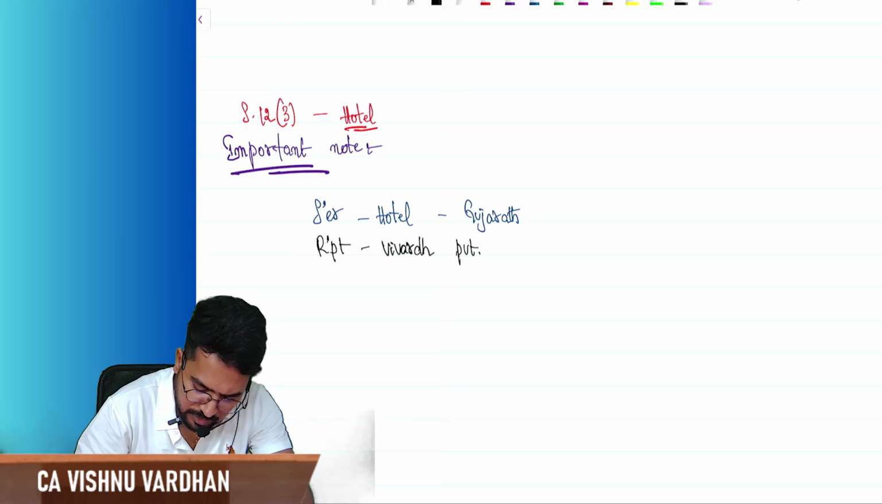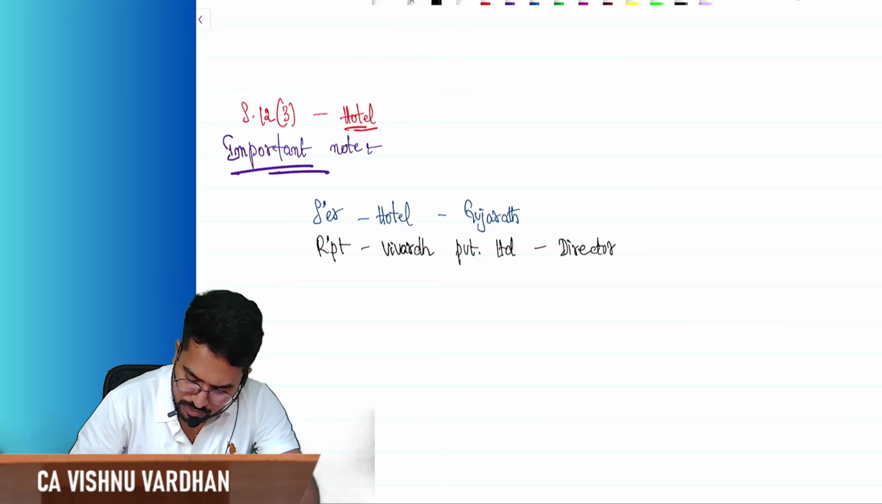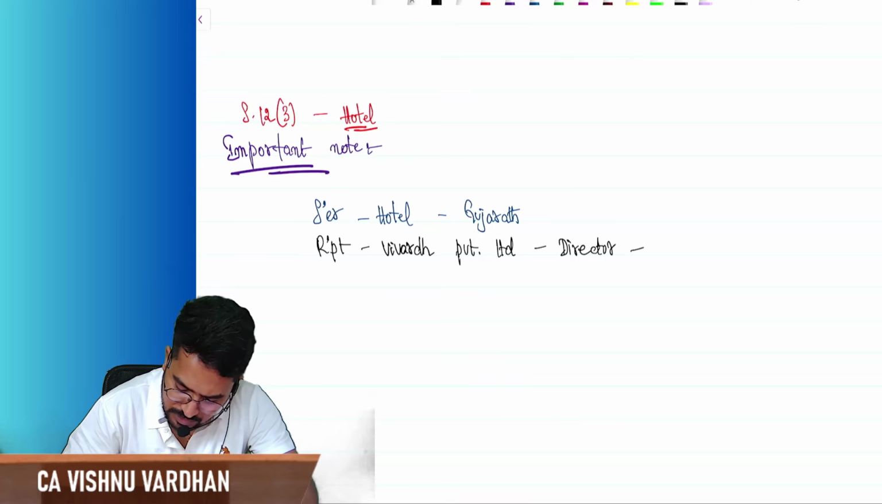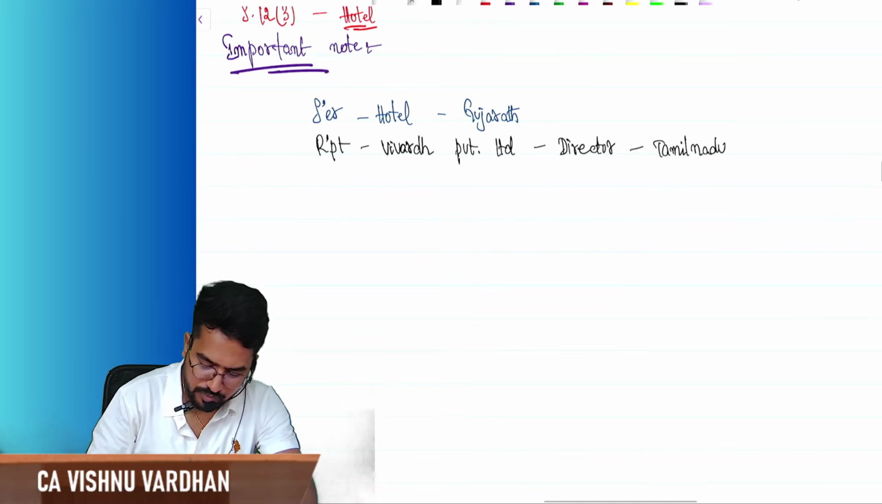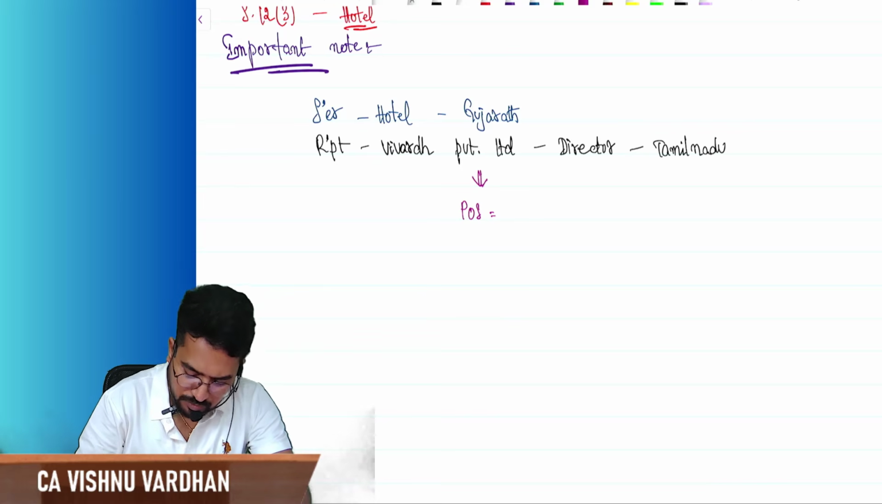Recipient, Reward Private Limited, for its director, is going for some business meeting and attending the meeting. So let us assume this is registered in Chennai, Tamil Nadu. Now what is the place of supply for this? Gujarat.